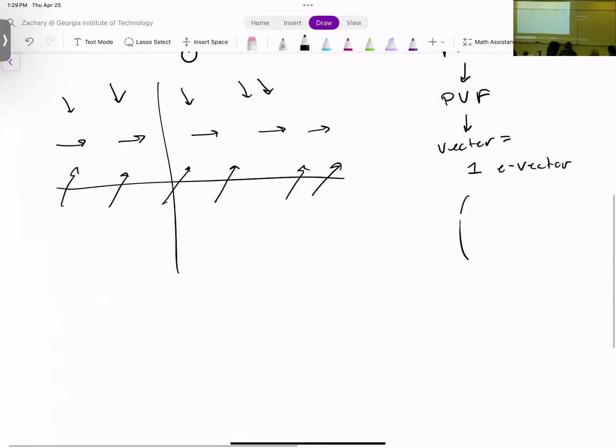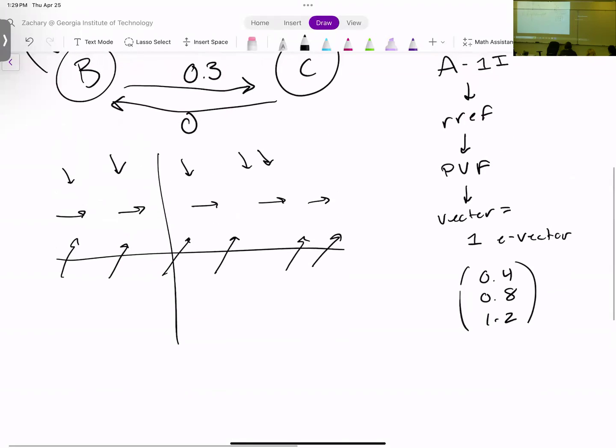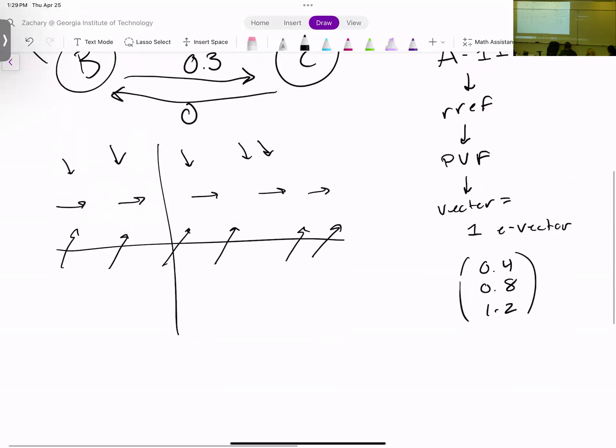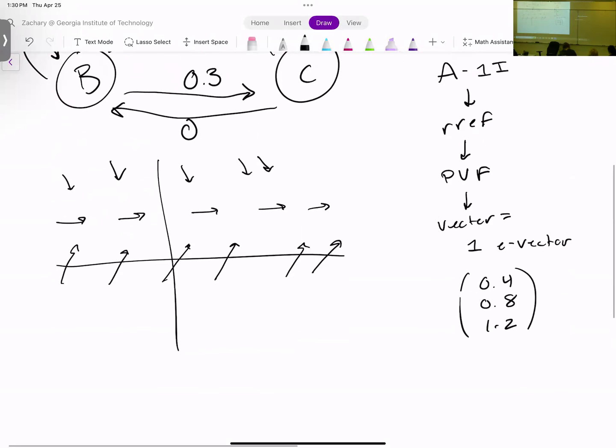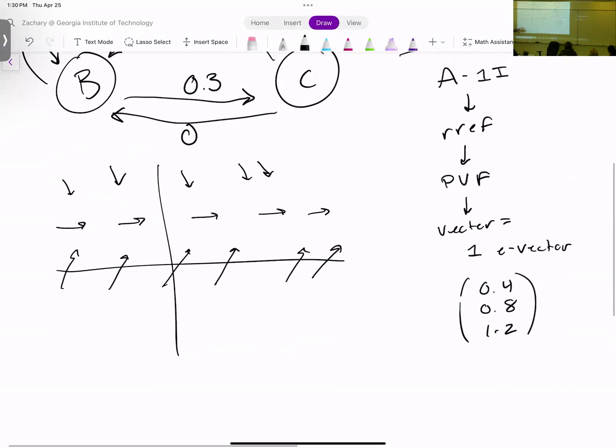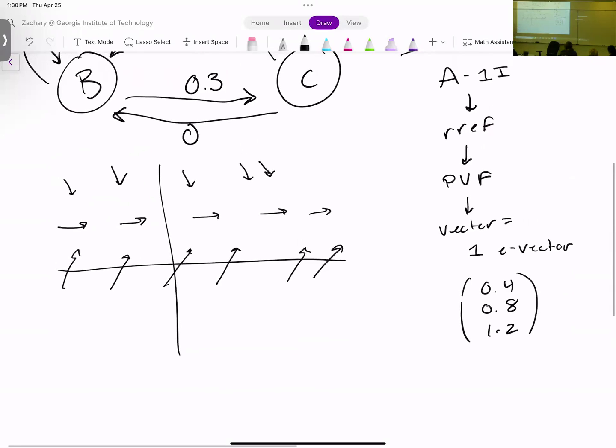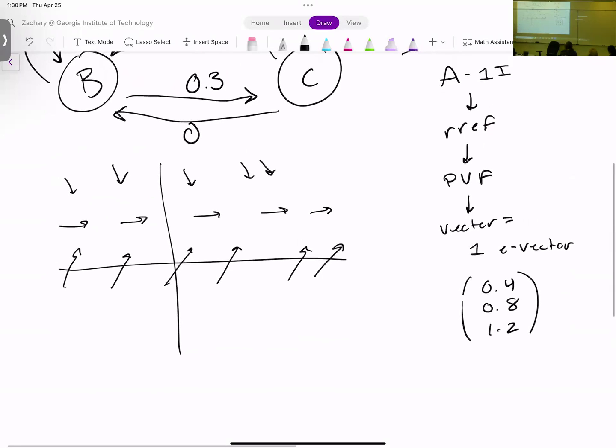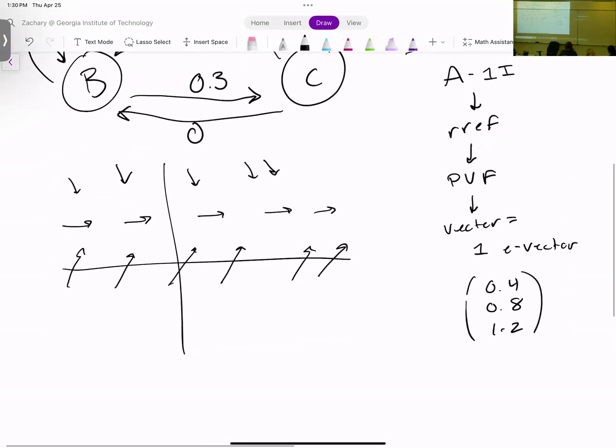And for the sake of this question, let's say you get something that looks like 0.4, 0.8, and 1.2. What do we not like about this vector? And why do we want it to end up summing up to 100%? Yeah, they're percentages, right? These are proportions, but we want a proportion that sums to 100%. These are still relative to each other, but we want it to make the most sense.